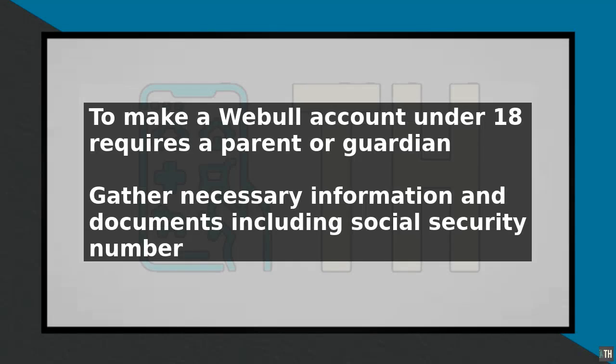To make a Webull account under 18, you will need the help of a parent or guardian, as Webull requires all account holders to be at least 18 years old. Start by gathering the necessary information and documents, including your social security number or individual taxpayer identification number and a valid form of identification such as a passport or driver's license.